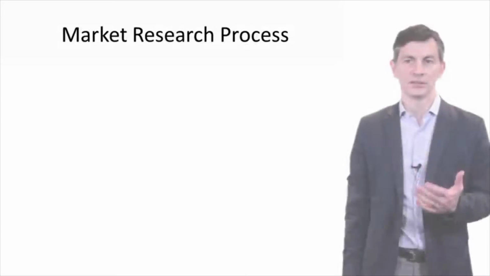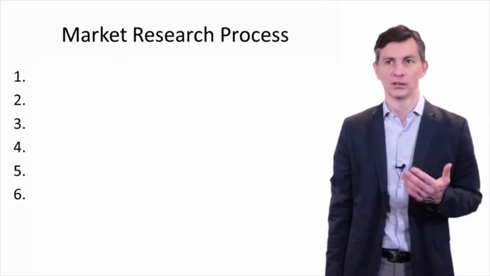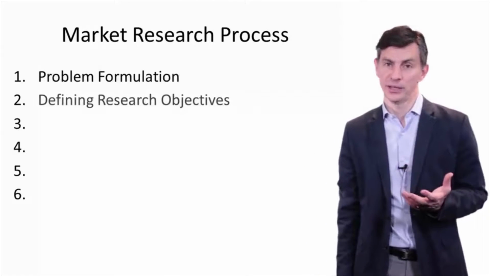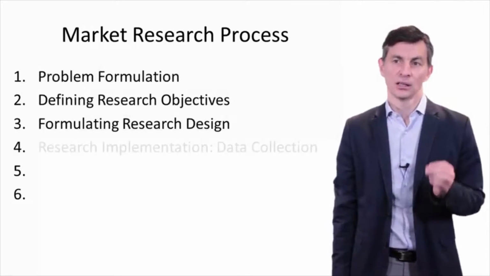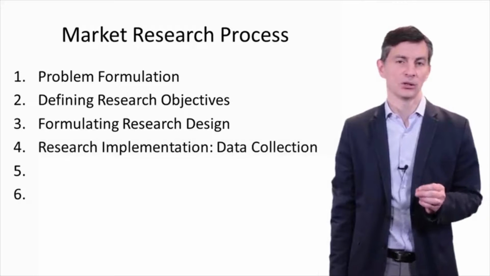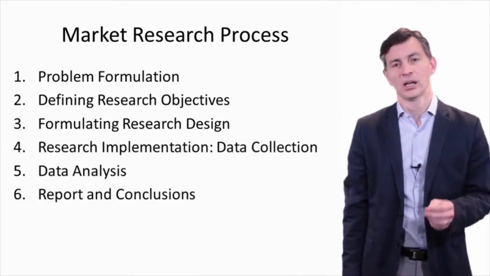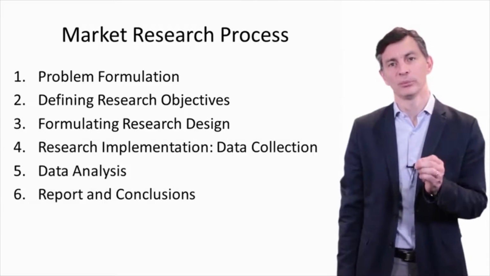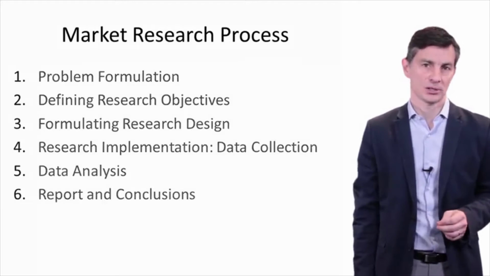Another important consideration is that marketing research is a process. In this slide, I describe the 6 steps that the process consists of, including the formulation of problems, defining research objectives, formulating a proper research design, research implementation and data collection, the analysis, and finally the reporting and conclusions. Let me get a little bit deeper into the first 3 steps of this process.